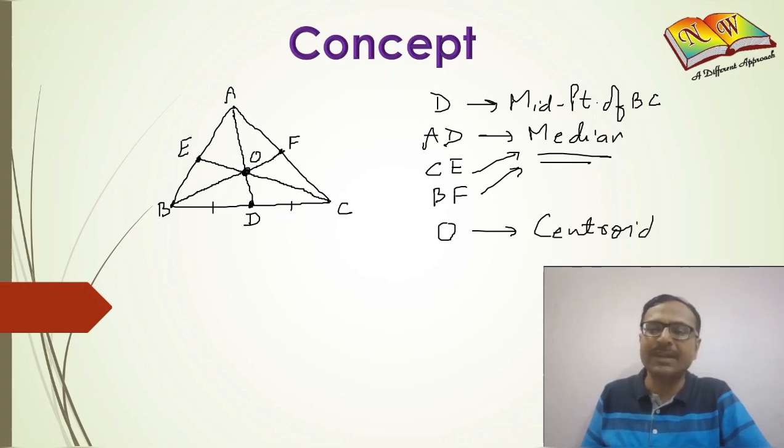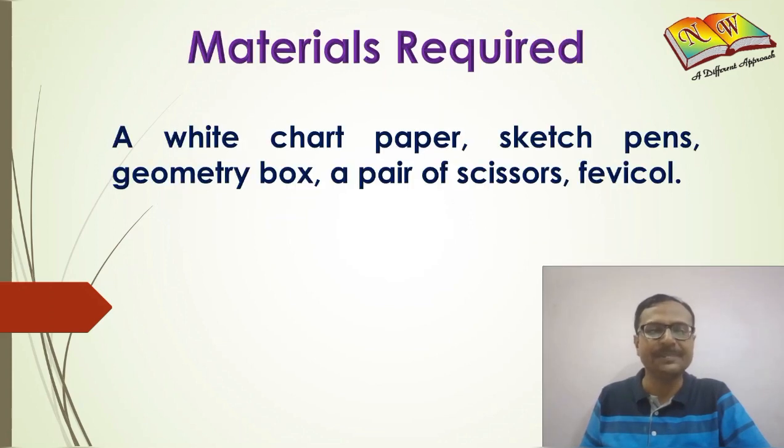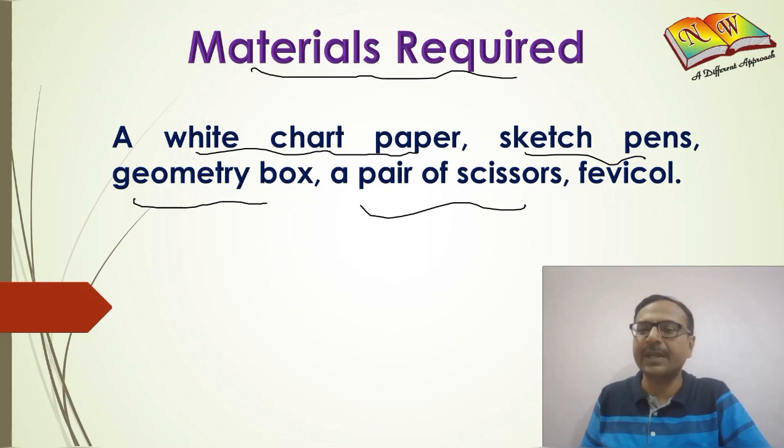So through the activity, we are going to find all the three medians by paper folding, and we will locate this point O, which is the point of concurrence of the three medians. The material required to perform this activity include a white chart paper, sketch pens, geometry box, pair of scissors for cutting, and Fevicol for pasting work. Let's perform this activity of medians now.